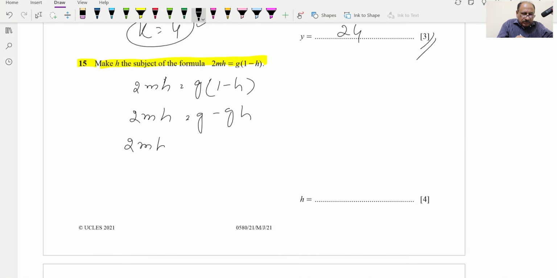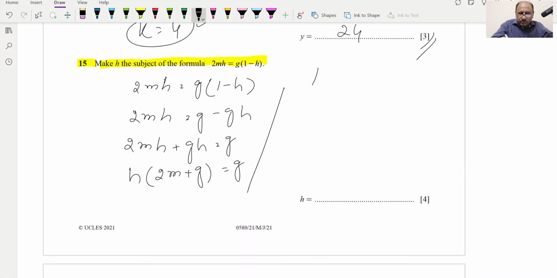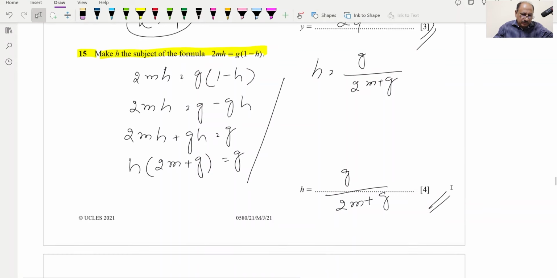So 2mh plus gh is equal to g, and we can take common h, inside will be 2m plus g, and this is equal to g. h will be equal to g over 2m plus g, and this will be final answer. 4 marks, very easy, straightforward question.